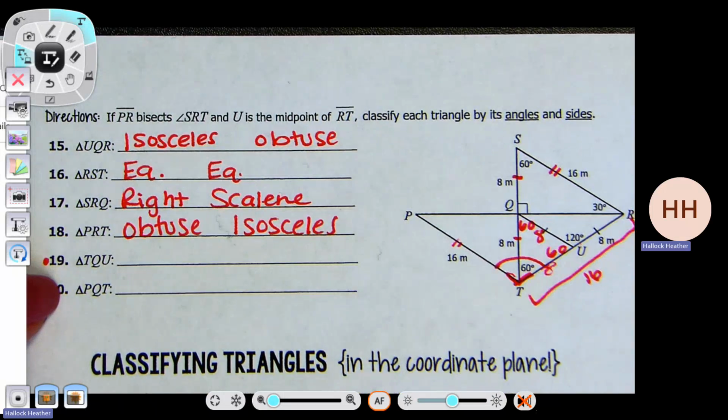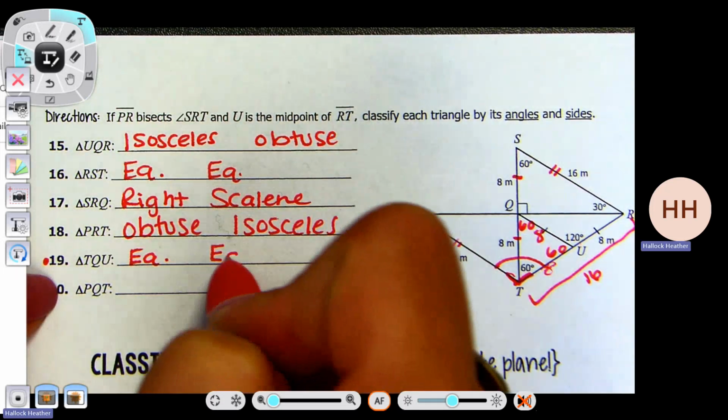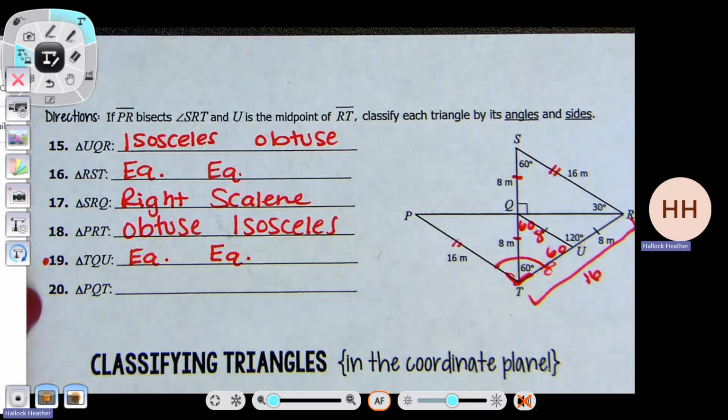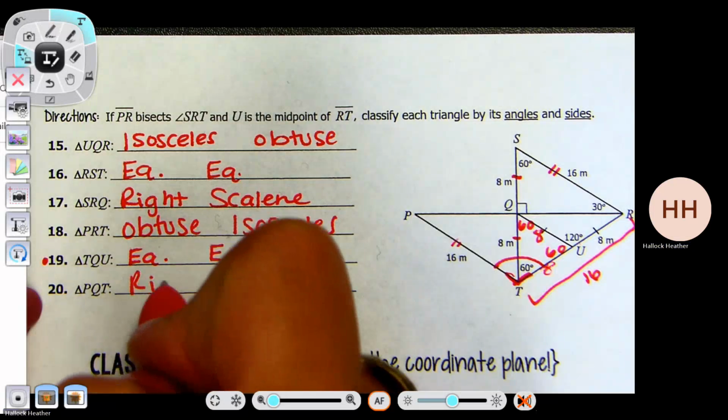TQU is what? Good, equilateral and equal angular. And then PQT, right and scalene.